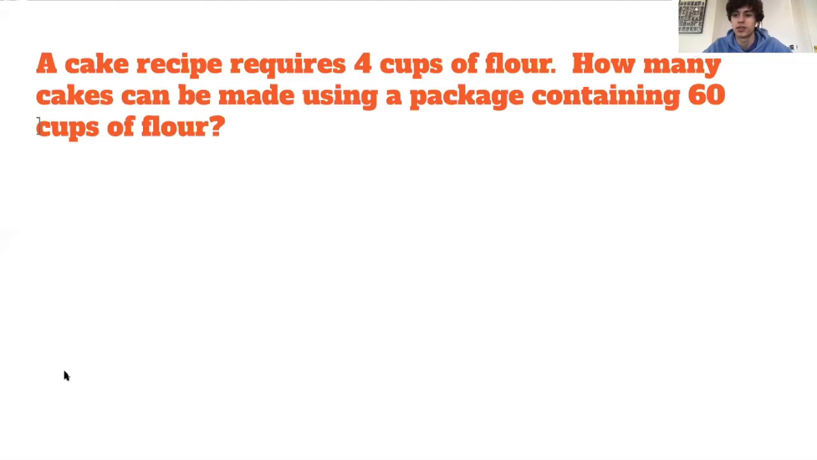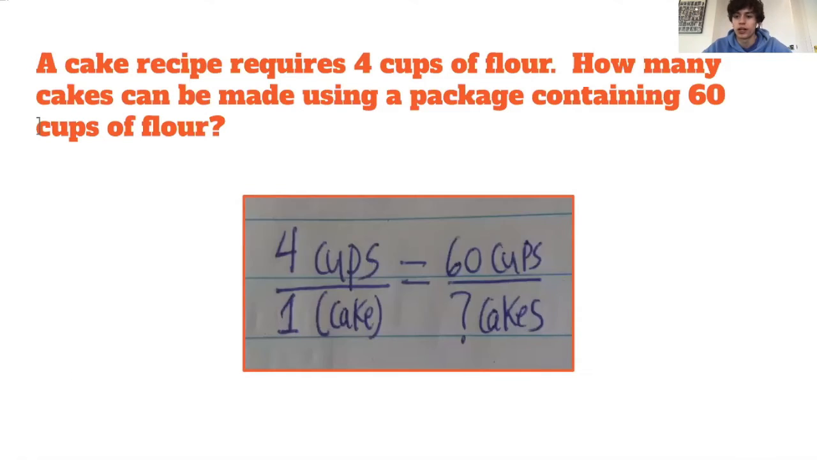A cake recipe requires 4 cups of flour. How many cakes can be made using a package containing 60 cups of flour? The first thing to do is set up a proportion. As we just learned, a proportion is two ratios or fractions that are equal to each other. We know that it takes 4 cups of flour for 1 cake. We're trying to find how many cakes can be made with 60 cups. Since the ratio stays the same, we can set up this proportion. 4 cups over 1 cake equals 60 cups over blank cakes.